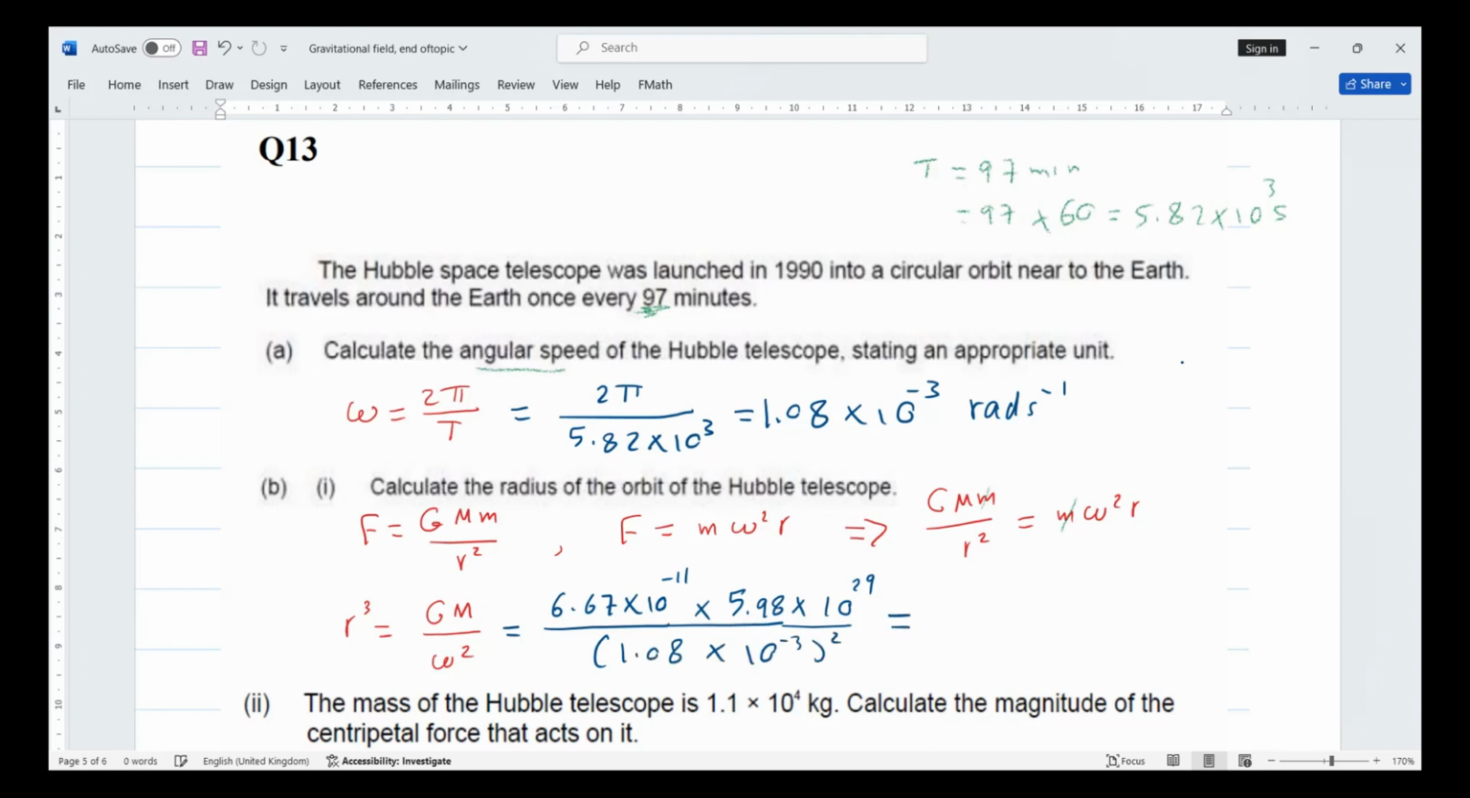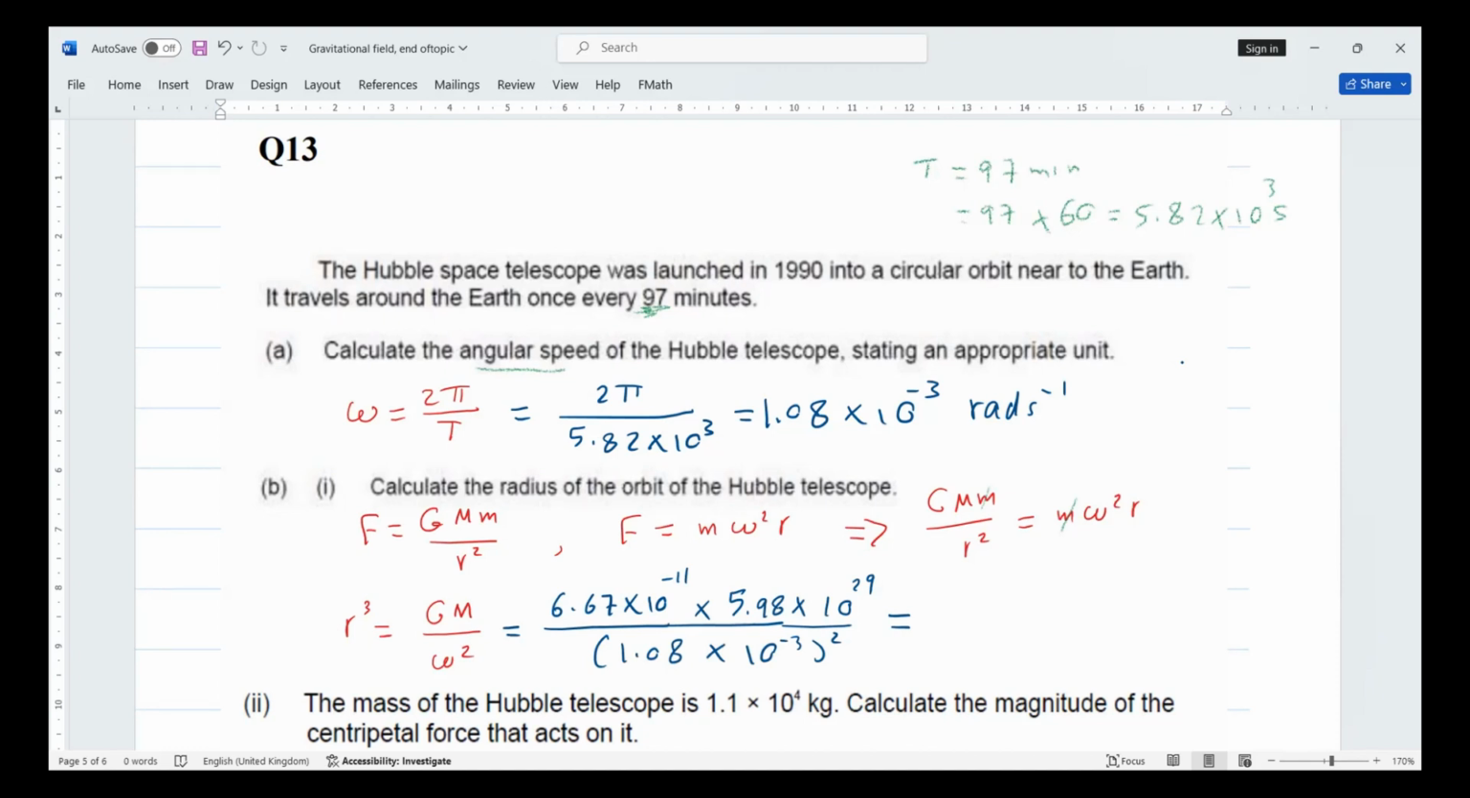By calculation, you will get here R cubed. Now I do this here, fraction: 6.67 multiply 10 to the power negative 11 multiply 5.98 multiply 10 to the power 29, divided by open bracket 1.08 multiply by 10 to the power negative 3, close the bracket, square, equal.